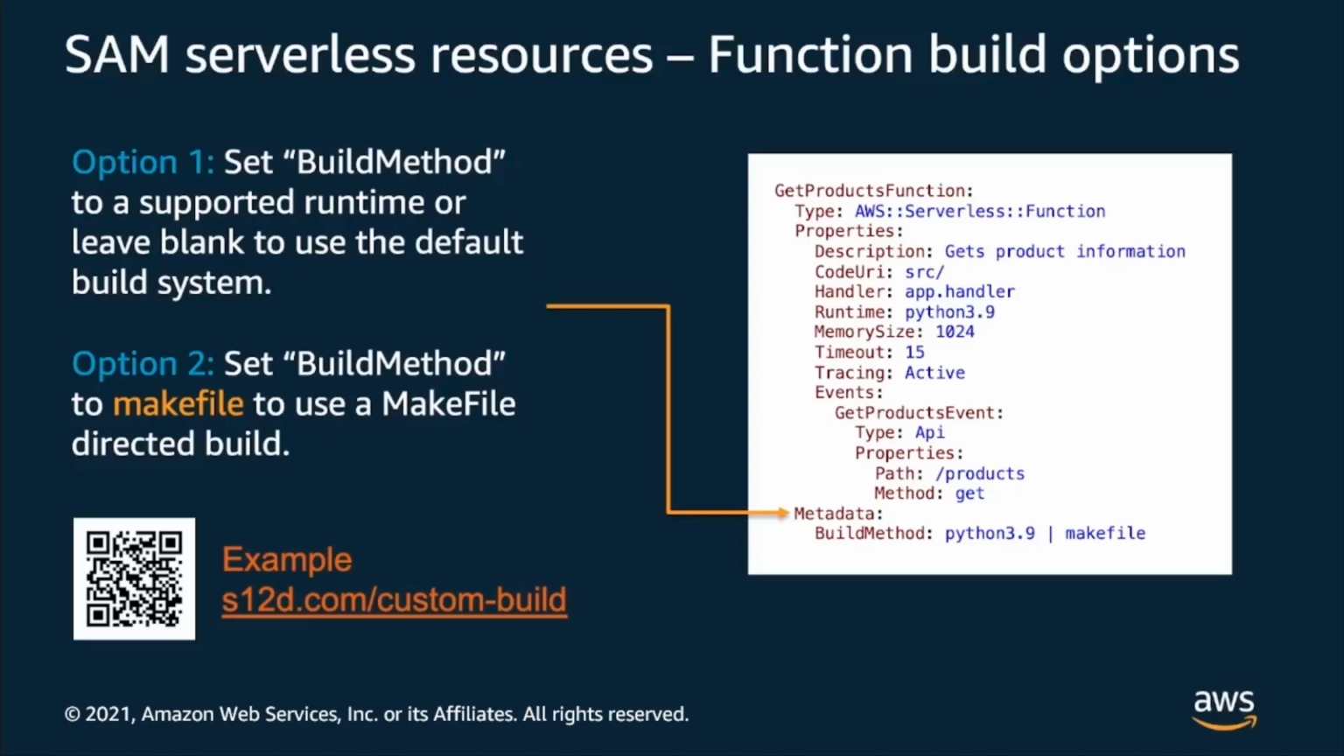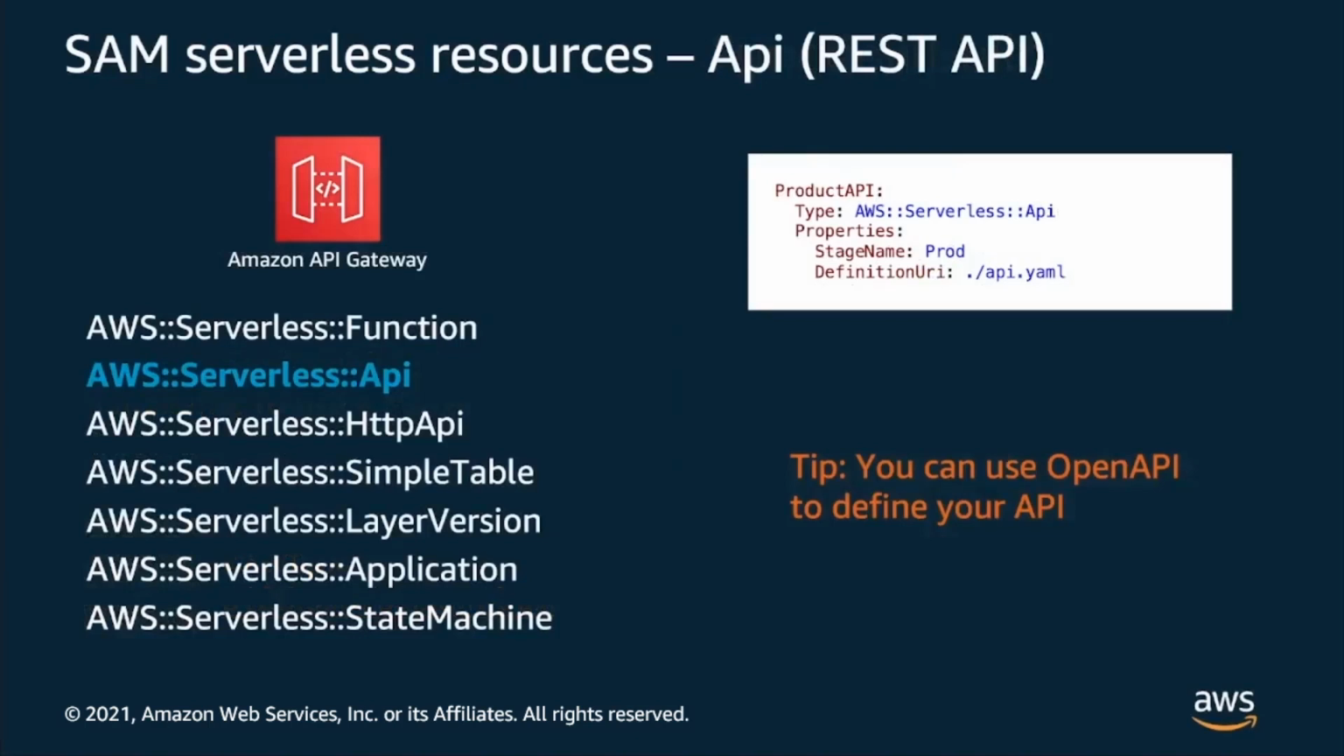All right, so the next resource we're going to talk about, really the next two resources because they're very similar, are API and HTTP API. And these are both versions of API Gateway. And the nice thing about this, you see here, the AWS::Serverless::Api as the type. This will create a REST API on API Gateway. And the bare minimum is really you just need a stage name and a definition URI.